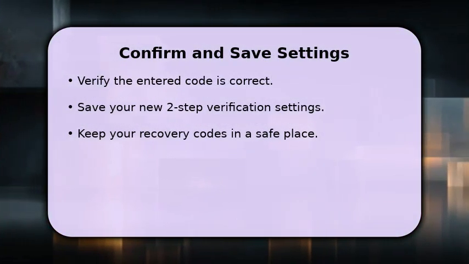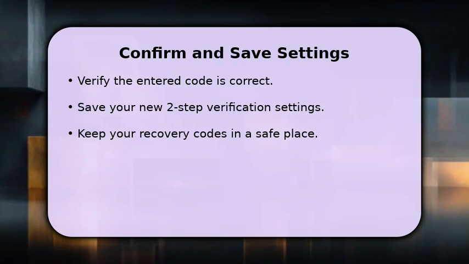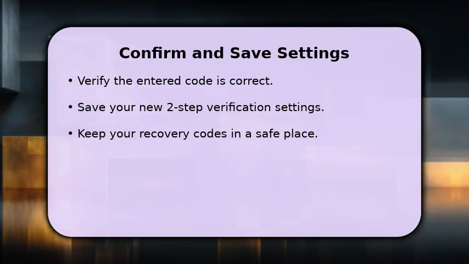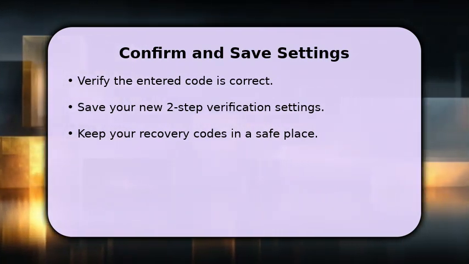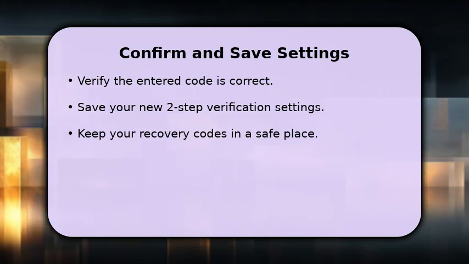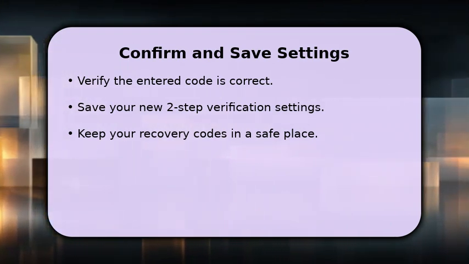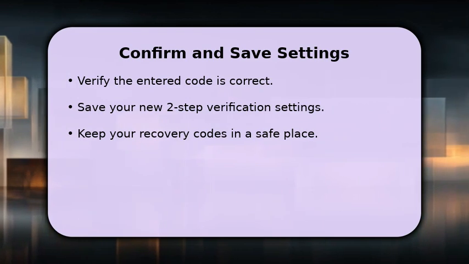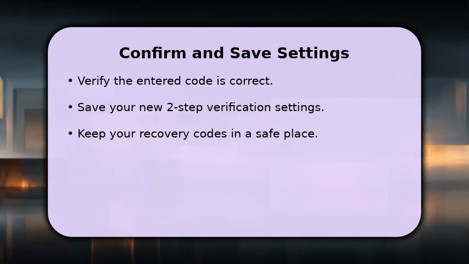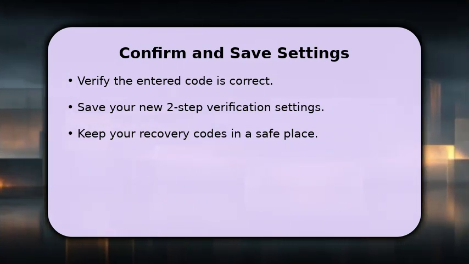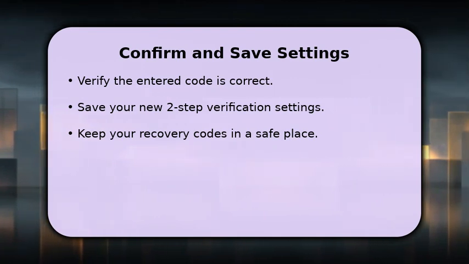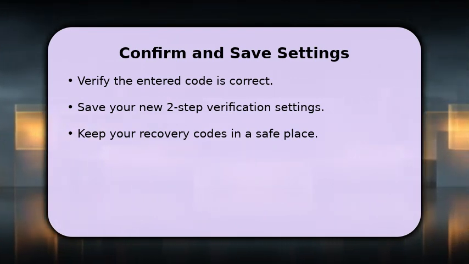Finally, double-check that the 6-digit code you entered is correct and then confirm your settings. Coinbase will then activate two-step verification for your account. It's crucial to save any provided recovery codes in a very secure, offline location. These codes are essential for regaining access if you ever lose your authenticator device.